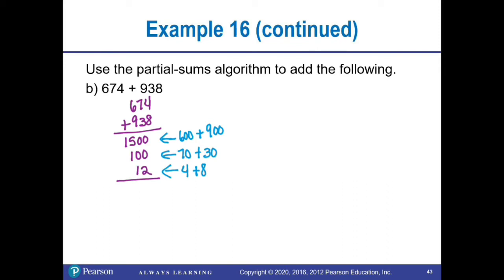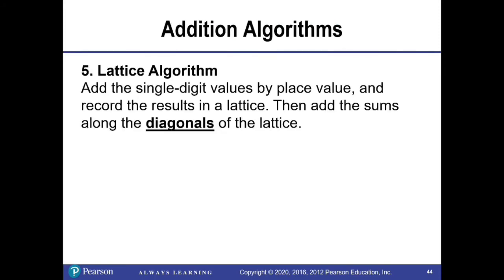In the thousands place we have 1. In the hundreds place, 6 when we add. 1 in the tens place and 2 in the ones place for 1,612. Our next algorithm is called the lattice algorithm.